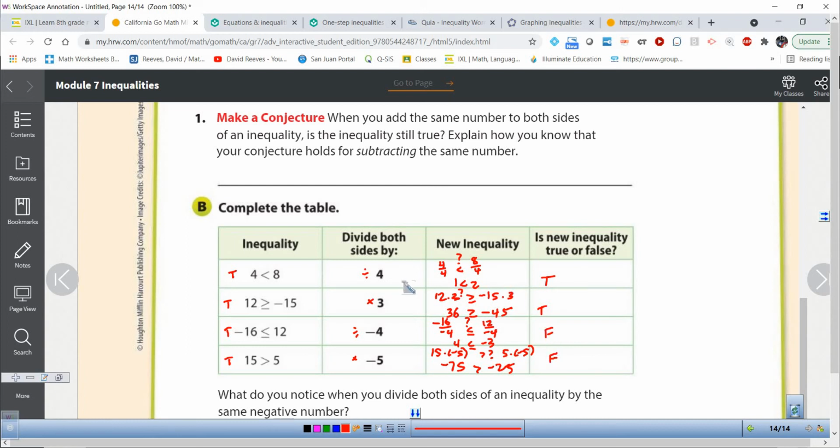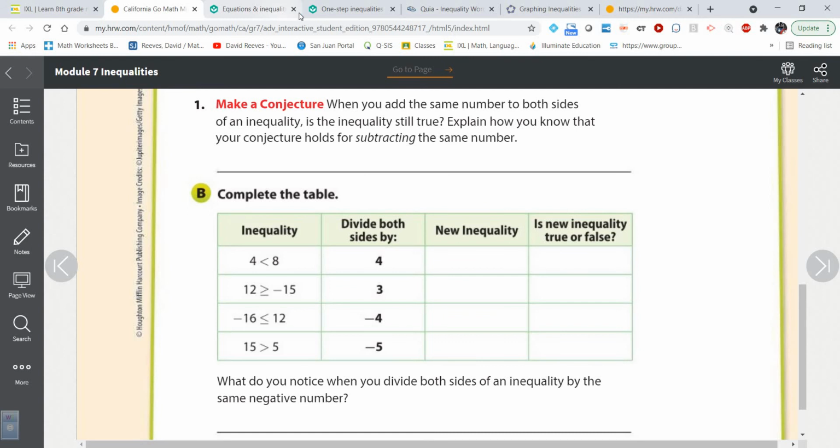So something weird has happened here. When we added or subtracted anything we wanted to, if it was true, it stayed true. When we multiplied or divided by a positive number, if it was true, it stayed true. But when we multiplied or divided by a negative number, it went from true to false. So that is going to affect how we solve inequalities.